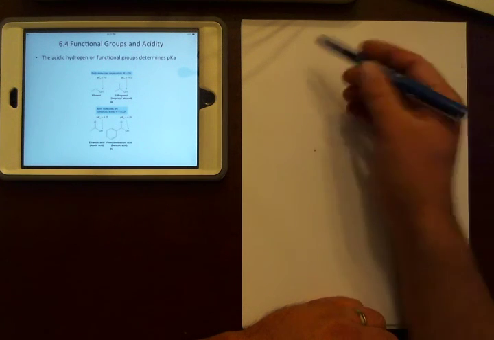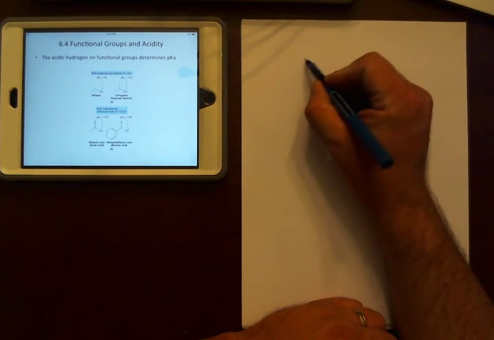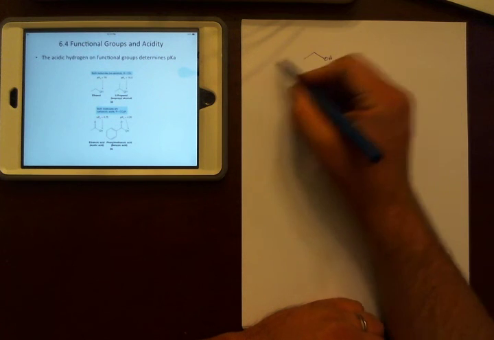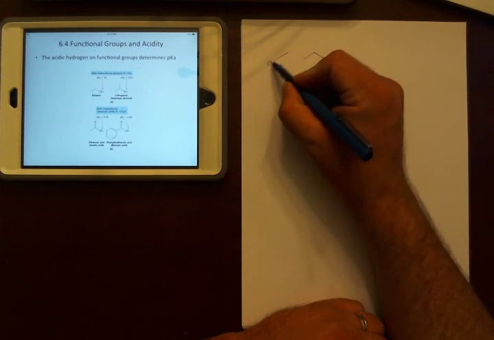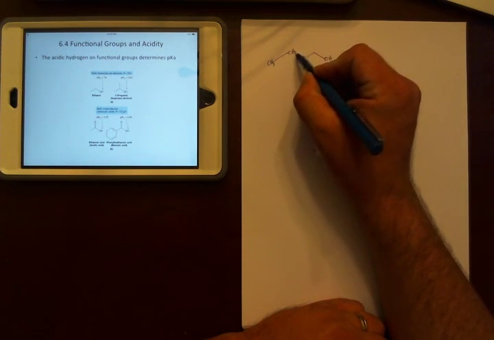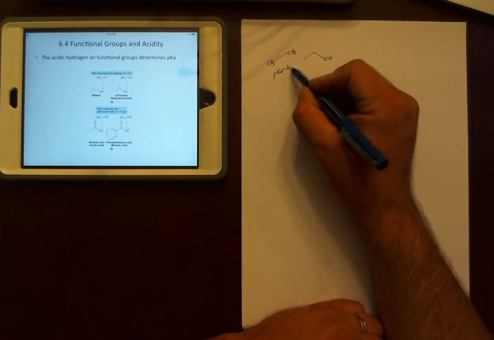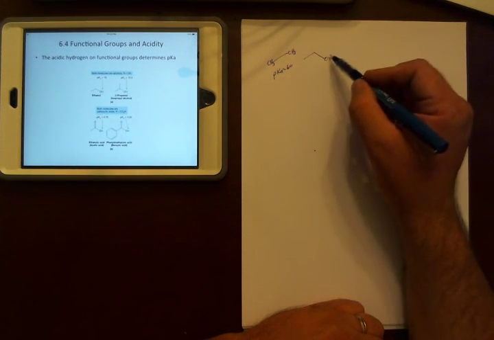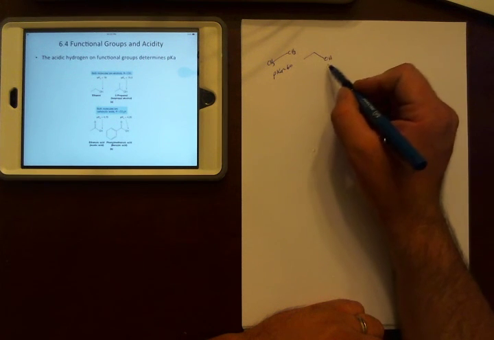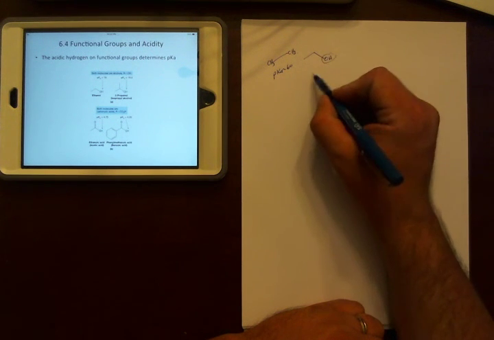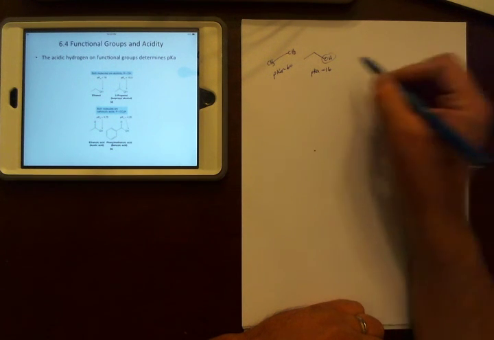So if you just have CH3CH3, right, that pKa, if you were to measure it, is about, I don't know, like 60. If you measure the alcohol, the molecule, this is ethanol, the pKa is like 16.